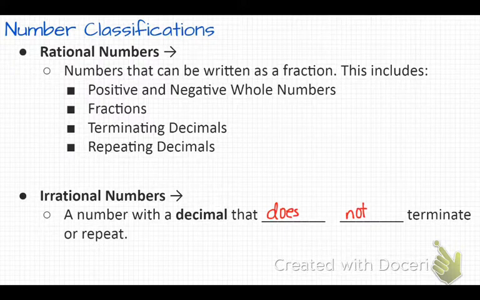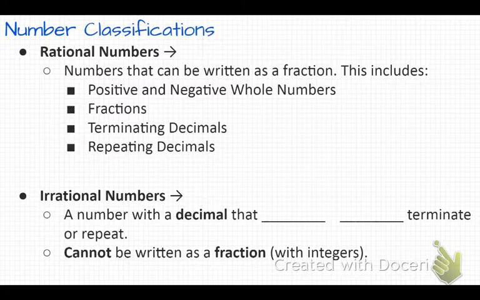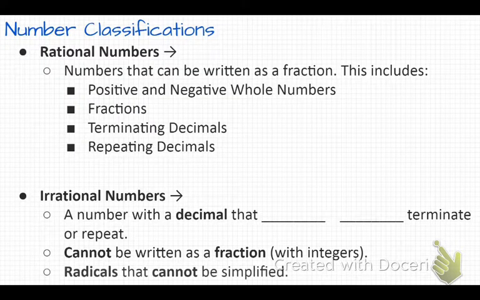Okay, a number with a decimal that does not terminate or repeat is an irrational number. And I'll put that back up in a minute, but I have a few other things to say about that. It cannot be written as a fraction with integers, and it's a radical that cannot be simplified. So it's a number with a decimal that does not repeat. So that's like 0.321 ... goes on forever. If it can't be written as a fraction with integers, maybe it has pi over 3, because what is pi? 3.14, but we've rounded it to that, right? It's 3.1415 ... on forever, right?